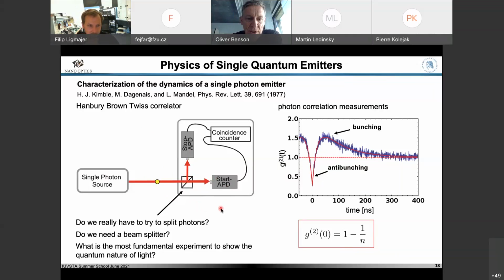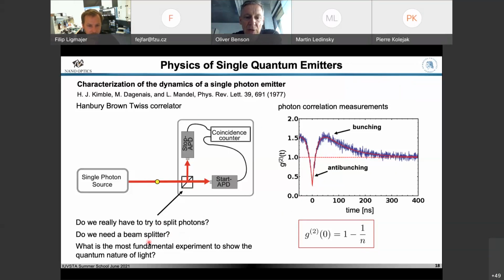So this interpretation is not quite correct, and it gives you the impression that this beam splitter, where you try to split photons, is an essential ingredient to measure this non-classical feature of the light here, so that this goes down to 0 is a purely non-classical feature.